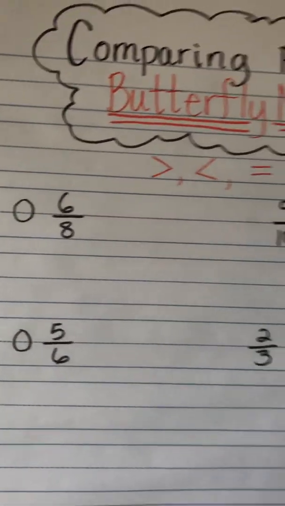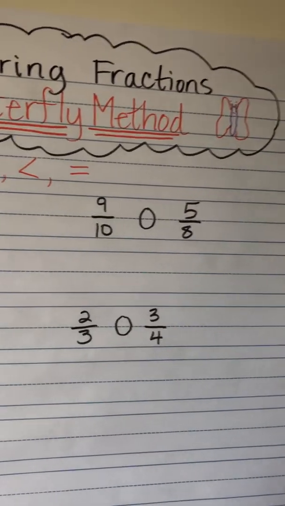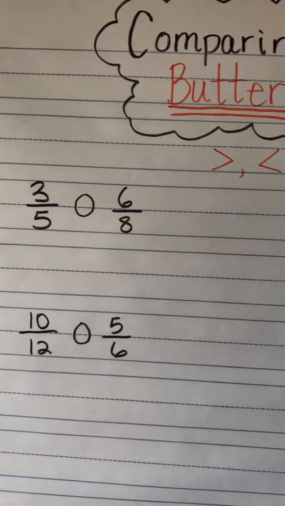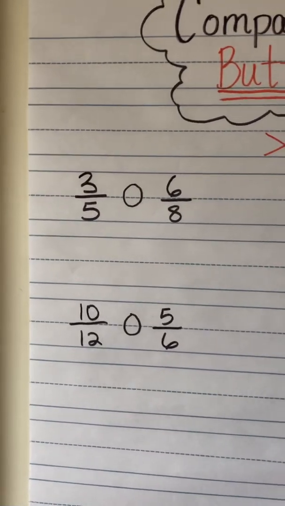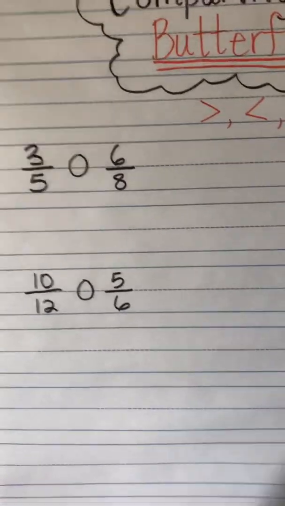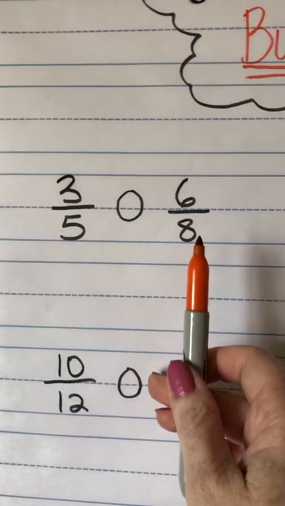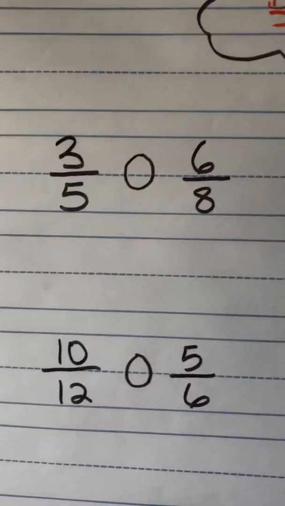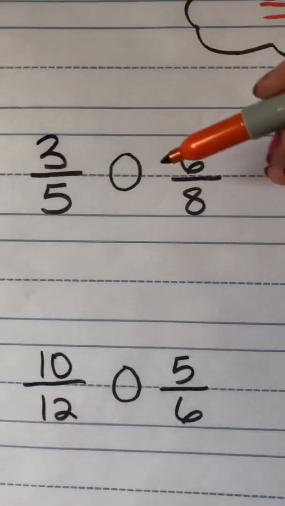And today I'm going to teach you a method that we call the butterfly method. You can see I drew a little butterfly here because we end up drawing what looks like little butterfly wings. So let me show you how we do that now. When we are comparing, here's what we do. Here we have 3/5 and 6/8, and I want to know which one is bigger and which one is smaller. So what we do is we basically draw wings.